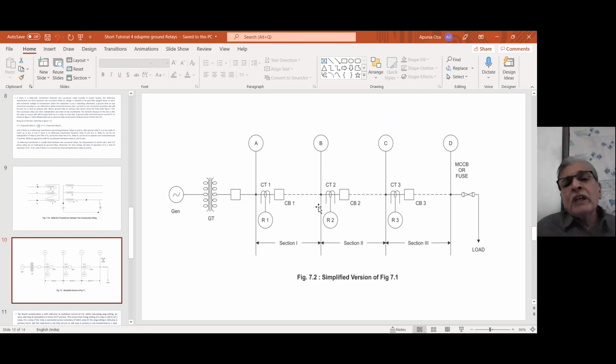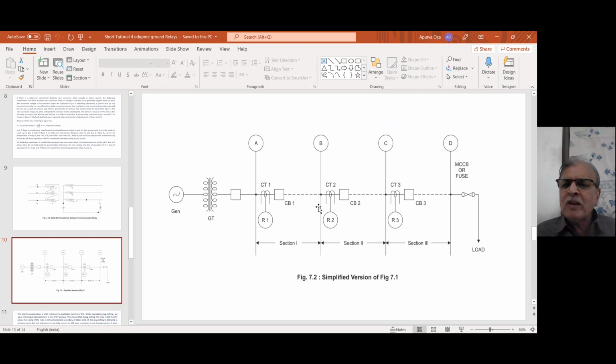What we are talking for phase over current relay, that R2 should reach up to D and R1 should reach up to C. That is, phase relay R2 should reach for double line fault at D with minimum generation. All these we were talking about in phase relays. Now that is not true for ground relays, because R2 does not reach to D.